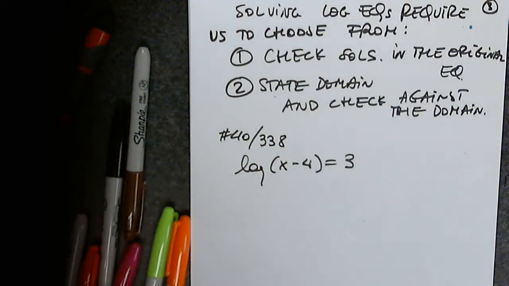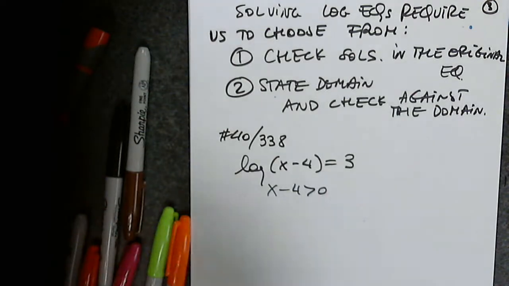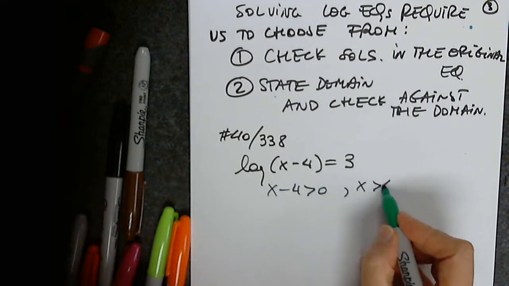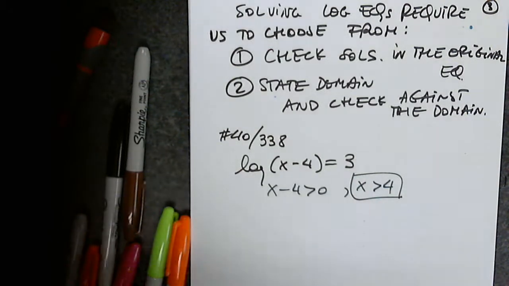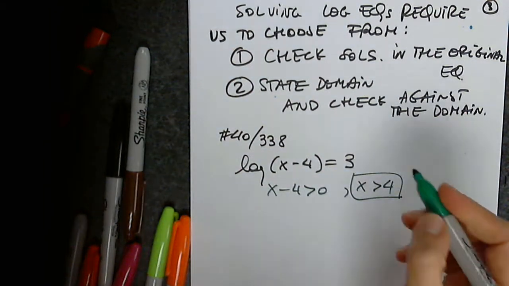What do I have to write? Greater than 0. Yeah, greater than 0. Yes. X minus 4 must be a positive number, otherwise log cannot be applied to it. So this is good enough. So I need to make sure that whatever I get is a number greater than 4. If what I get is 5, it's good. If I get -1, it's not good. Okay, that's all I need to remember.